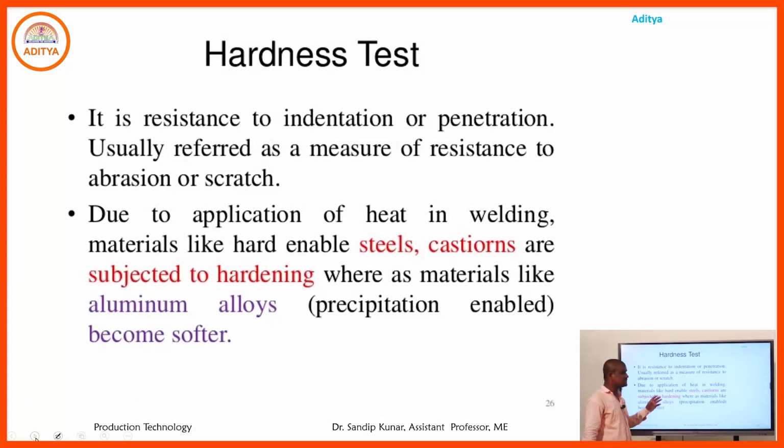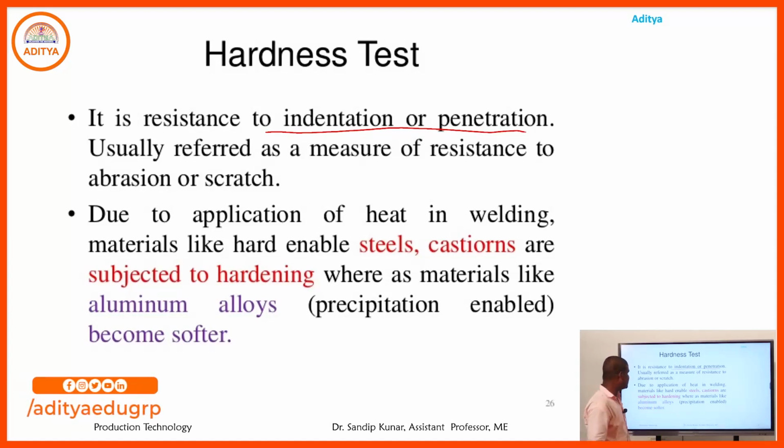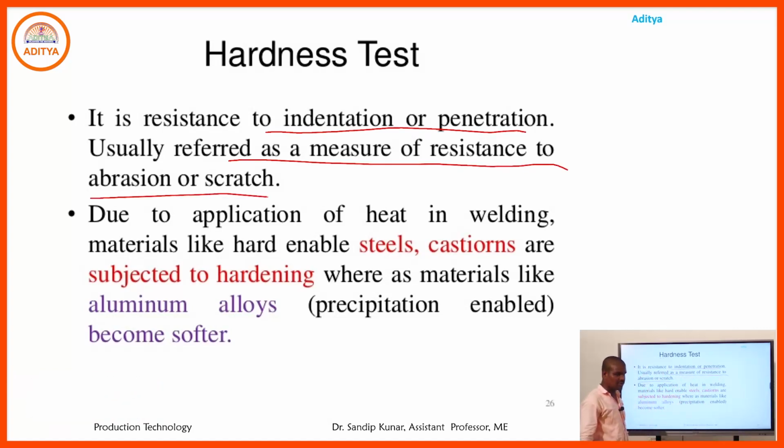Hardness test is done in the laboratory. Hardness is the resistance to indentation or penetration. When we apply pressure on a particular specimen, it will resist. Sometimes for determination of hardness we use a much harder material than the workpiece, and we determine the hardness in the hardness testing machine in our laboratory. It is usually referred to as a measure of resistance to abrasion or scratch formation.